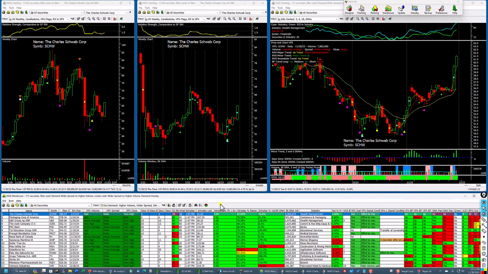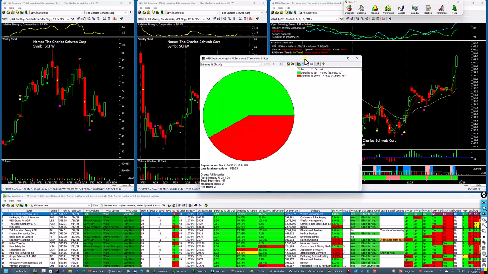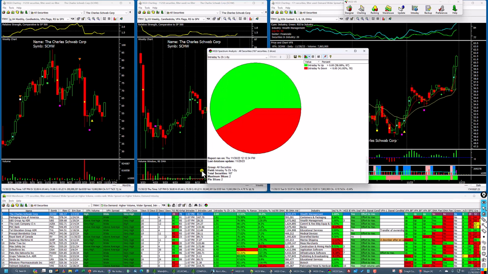And I'm going to bring up a slice. Now, out of the 167 stocks right here that passed the demand combo, or demand filter, yesterday, right now 58% are up and 41.92% are down. So, that's pretty decent on a day like this.